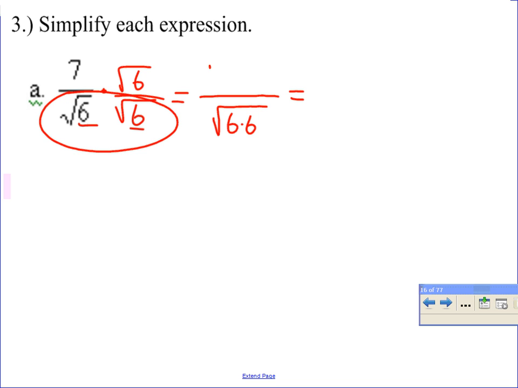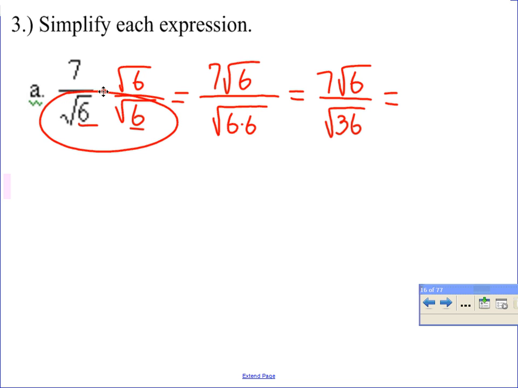The numerator, we just have 7 times square root of 6. You cannot multiply those further. You don't want to change it to a decimal. So leave it as 7 square root of 6. The denominator becomes square root of 36. The numerator, keep as 7 square root of 6.